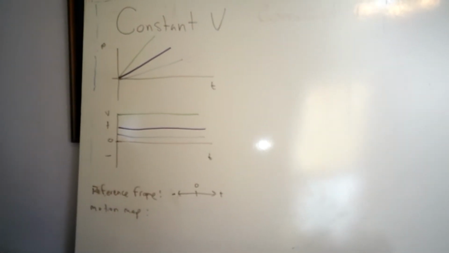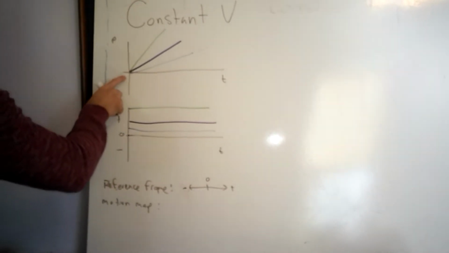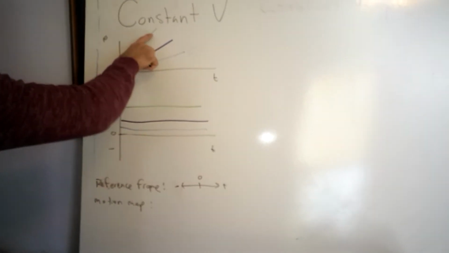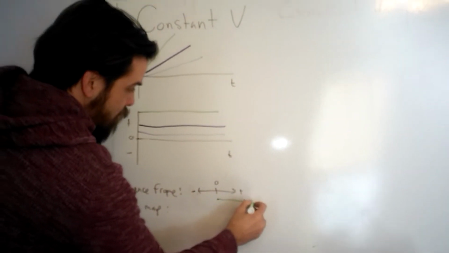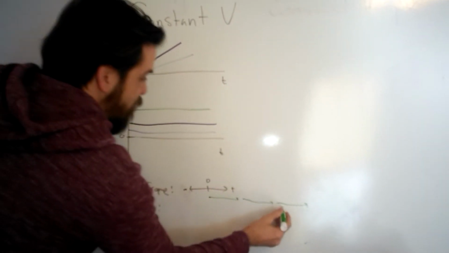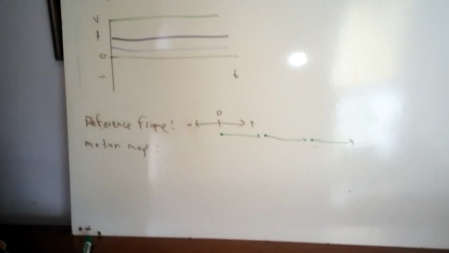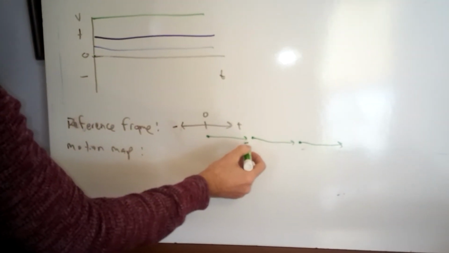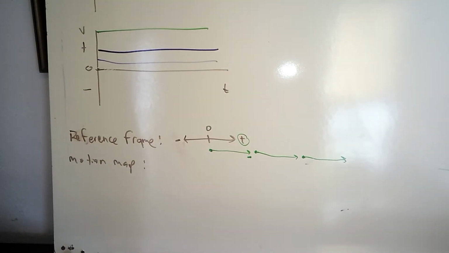So let's draw our motion maps for these now. According to my position time graph, I've started my position at 0. I'm moving in a positive direction with the green here, and I have a large constant velocity. Notice on the motion map I've identified the position relative to the reference frame by using a dot, and the length of the arrow is the magnitude, and the direction of the arrow is given by the head. So since all these point in the direction of the positive, I know I'm moving in a positive direction.